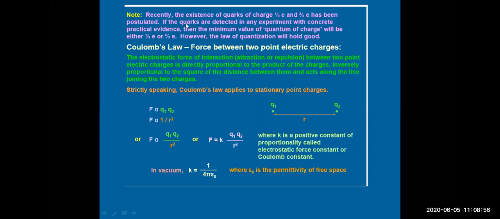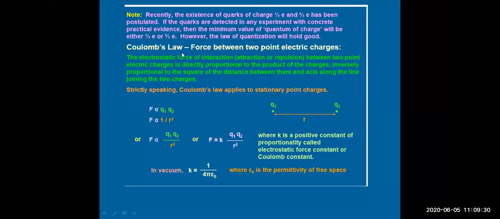See, you know what are positive and negative charges. Like that, there's one more newly formulated material which is found out. We call them quarks. They will have 1 by 3 times the charge value or 2 by 3 times your charge value. The minimum value of quantum of charge will either be 1 by 3 or 2 by 3. Law of quantization means it should be an integral multiple of E, that is only 1, 2, 3, 4. But now they have found out that even lesser charges will exist.